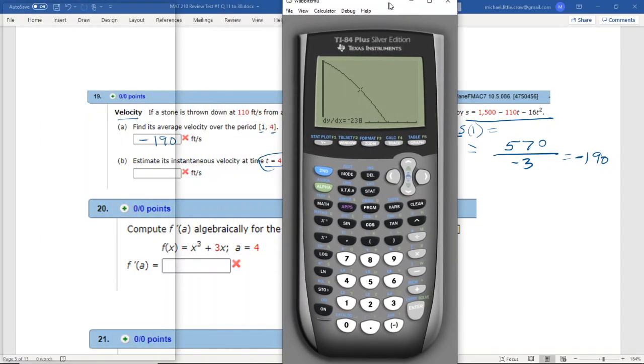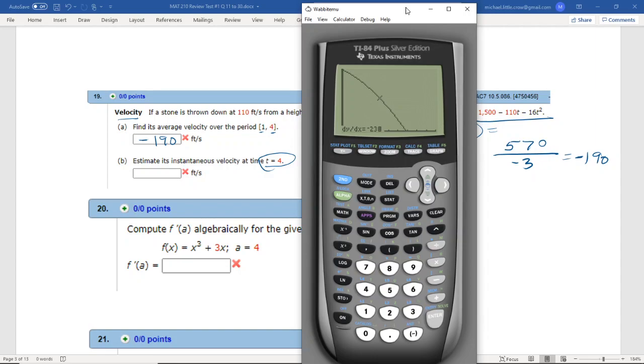So you know, it's speeding up. It first had 110 feet per second. Now it's speeding up. It's negative 238 at that instant.